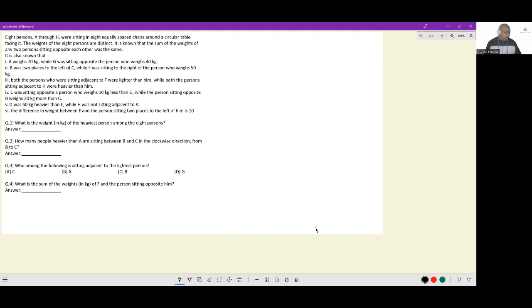Let's look at this question. 8 persons A through H were sitting in 8 equally spaced chairs around a circular table facing the center. The weights of 8 persons are distinct. It is known that the sum of weights of any 2 persons sitting opposite each other was the same. Okay, so we have 8 people seated around the table.